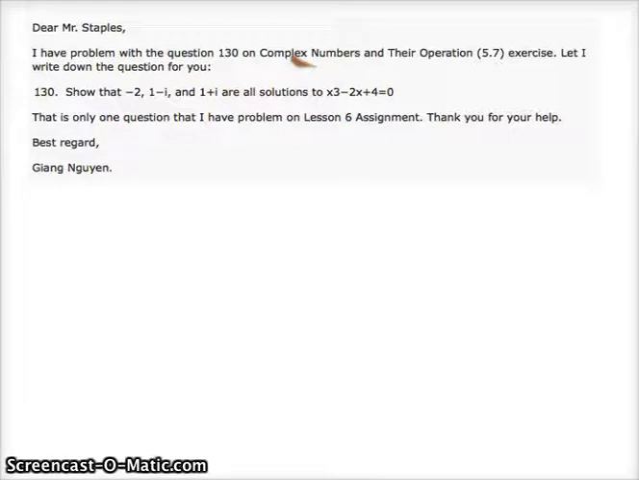Okay, here's a question from a student. I have a problem with question 130 on complex numbers and their operations. Show that -2, 1 minus i, and 1 plus i are solutions to the equation. Now here's the equation right here: x cubed minus 2x plus 4 is equal to 0.